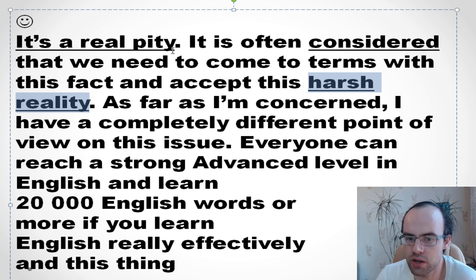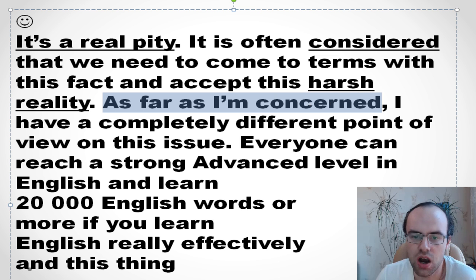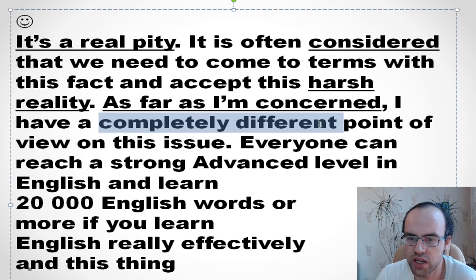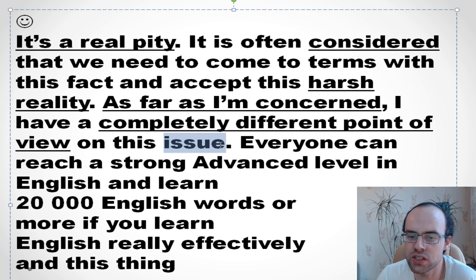And as far as I'm concerned, or as for me, I have a completely different point of view on this issue. It means that I have a very different idea, I think differently on this issue, on this matter, on this subject. I believe everyone can reach a strong advanced level in English. Everyone, absolutely everyone, and learn 20,000 English words or more if you learn English really effectively. It's possible.